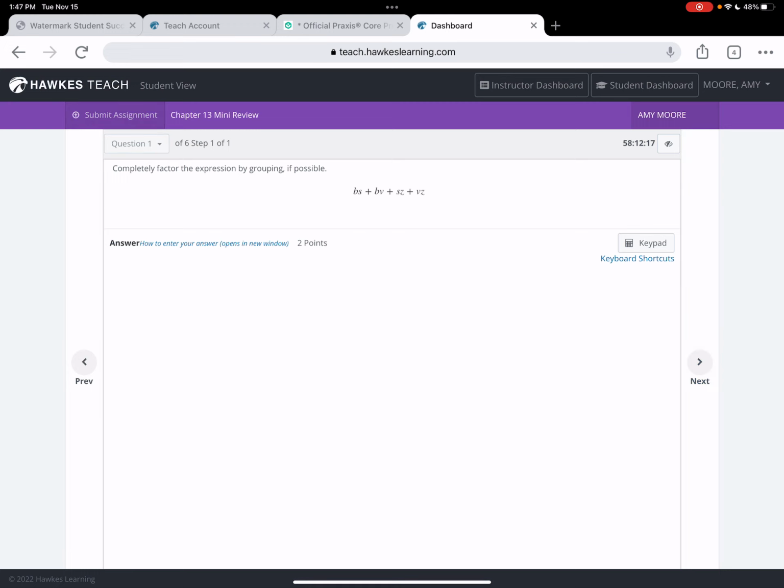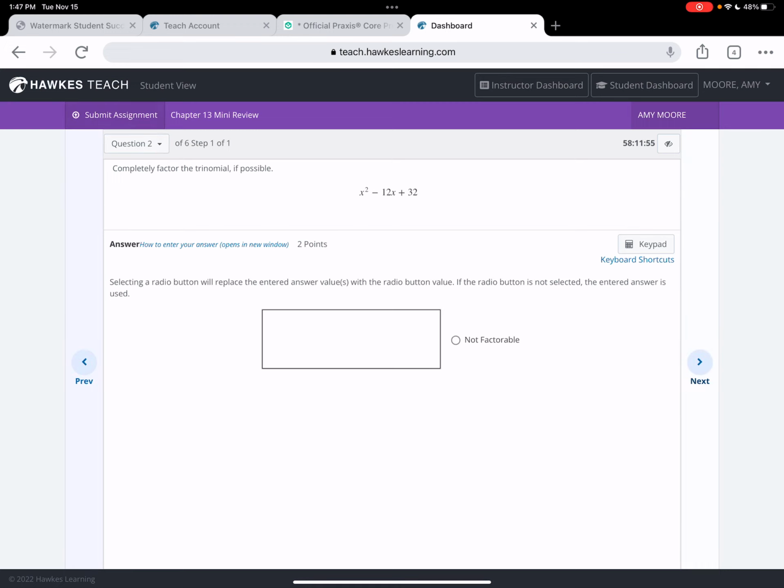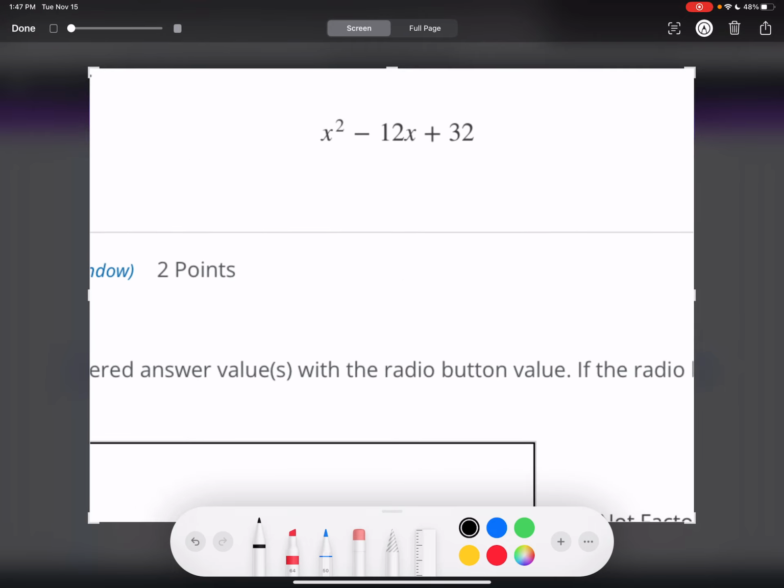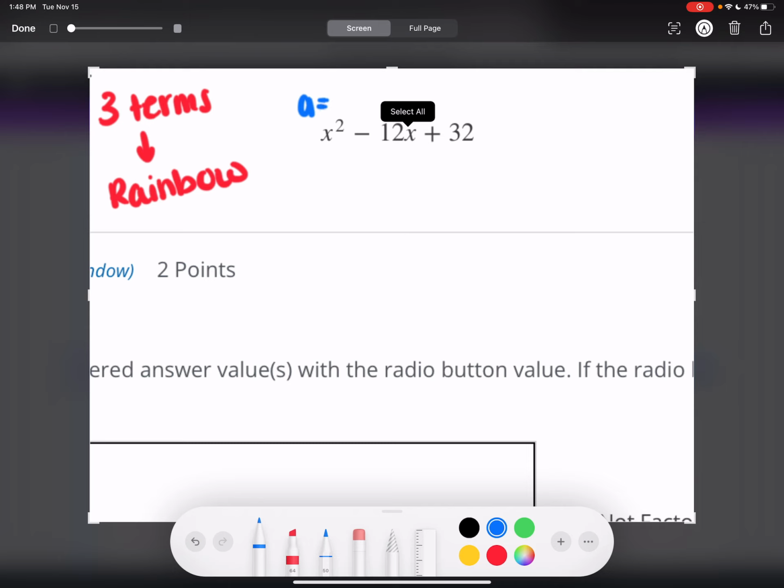All right, our next example, number 2, x squared minus 12x plus 32. Now, these directions say completely factor the trinomial if possible. Okay, so I've got a 3 term. I'm going to go to my A, B, and C. This is my rainbow method. So 3 terms, and this is all on your factoring flow chart, is going to be rainbow. Or slide and divide, but we did rainbow in class. So I've got A equals 1, B equals negative 12, and C equals 32.